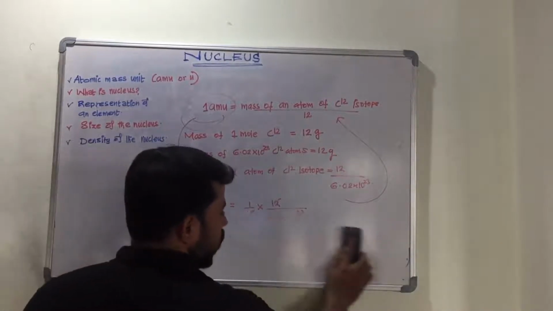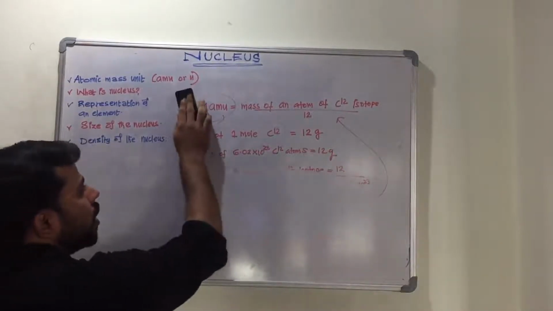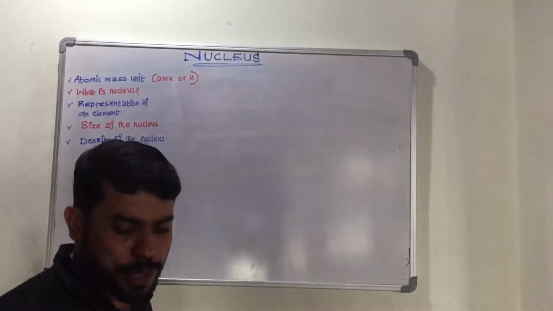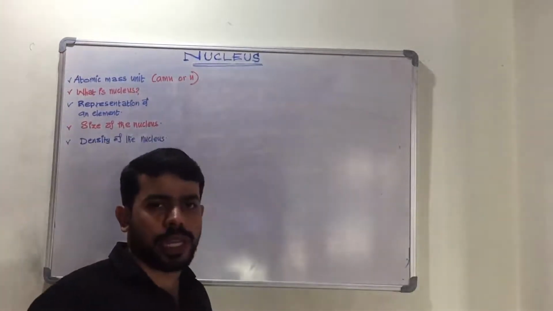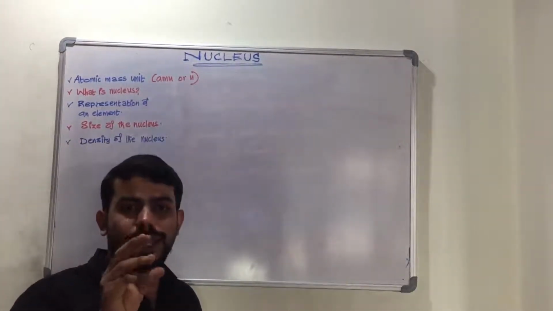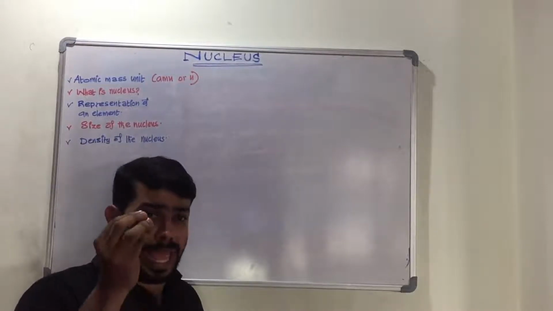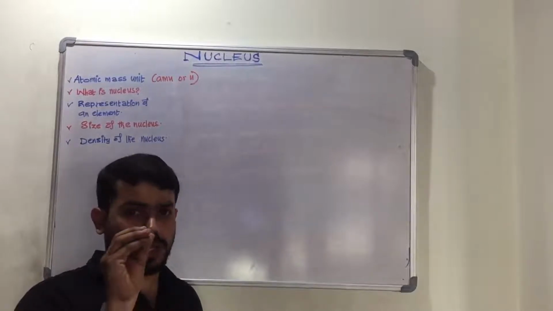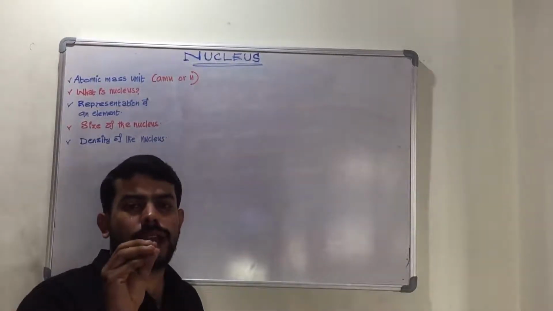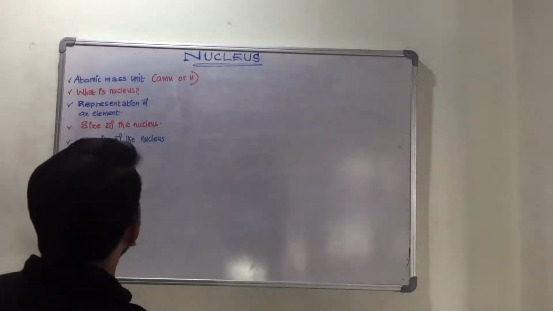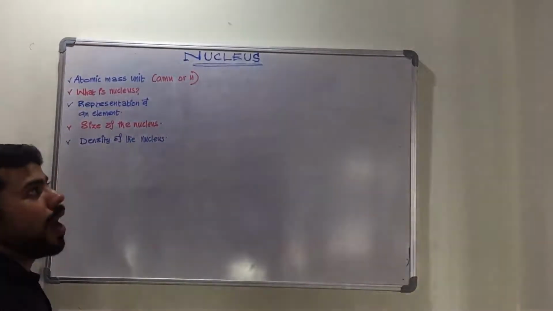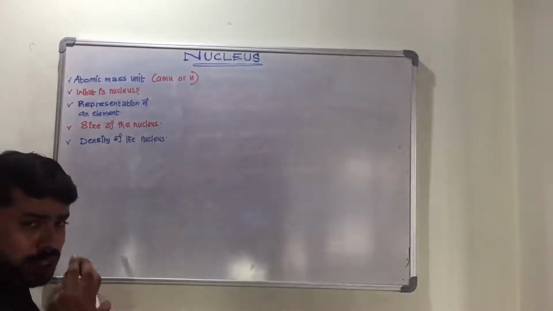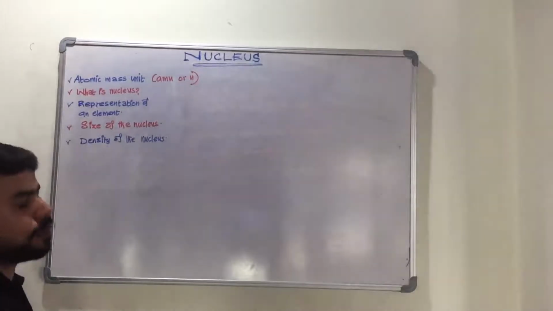What is nucleus? Nucleus was discovered by Rutherford during his alpha particle scattering experiment. During that experiment, Rutherford found that the mass of all atoms is concentrated in a very small positively charged center, and he called that center the nucleus. So the nucleus is the center of any atom, which is positively charged, and its size is very small compared to the size of the atom.